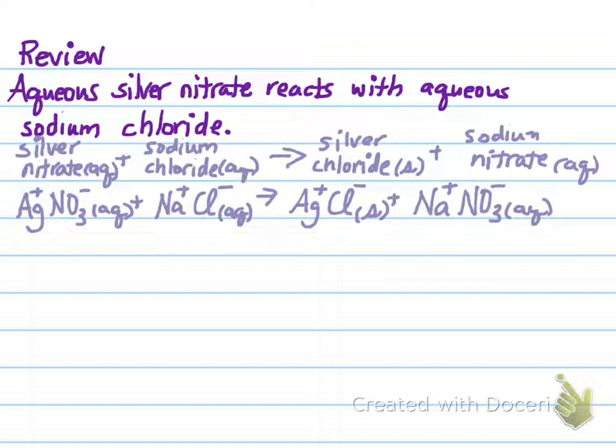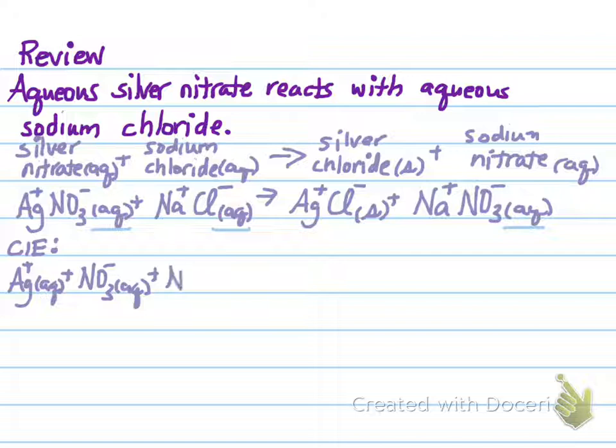So next we did our complete ionic equation. And in our complete ionic equation, remember, we take everything that is the aqueous state of matter and we break it up into its ions. And when we write that, our ions have to have a symbol, they have to have a charge, and they have to have a state of matter. So we have Ag+ aqueous plus our nitrate, NO3-, aqueous, plus our sodium ion, aqueous, plus our chloride, aqueous.